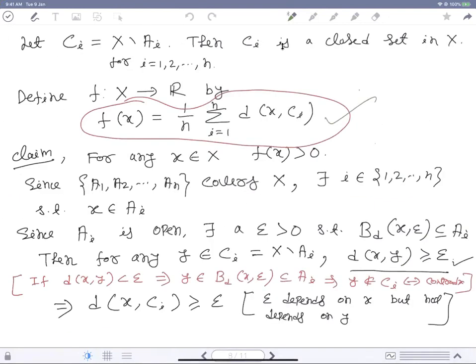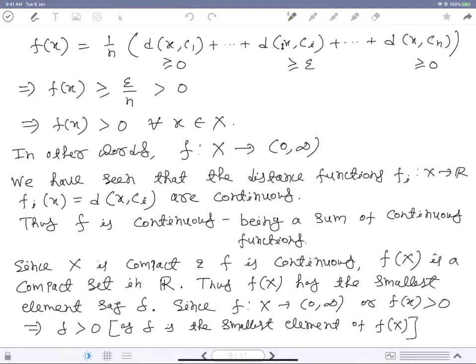And the 1 by n is not important. Suppose you assume f(x) equal to only this summation, excluding that 1 by n. Then the proof will be a similar thing. The only change will be this one. So this part will be the same, and here f(x) will be greater than epsilon, right? And this part will be the same. So there will be no n, it will be greater than epsilon. So the proof will be the same.